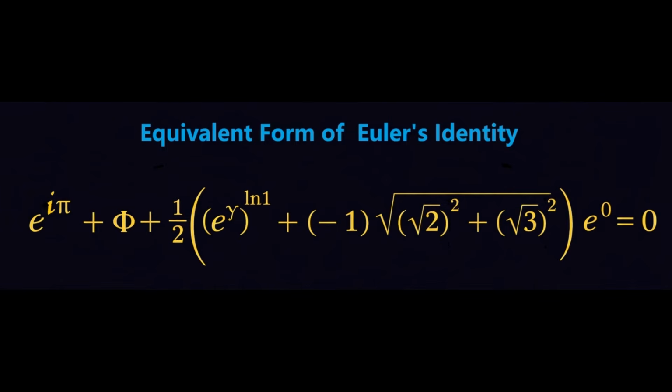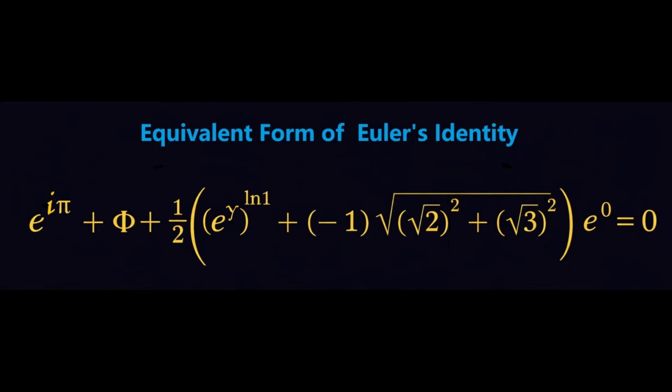What makes this equivalent form so extraordinary is not just the numbers it contains, but the operations it unifies. Addition and multiplication. Exponentials and logarithms. Real numbers and imaginary numbers. All meeting in one expression. Revealing the deep structure of the complex number system itself.